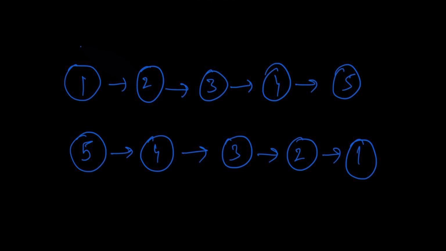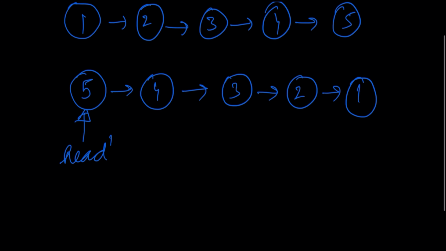So basically, the initial head is at 1, and in the final reverse linked list, the head will be at 5. So this is the new head. So yeah, let's dive in to the approaches with which we can solve this problem.